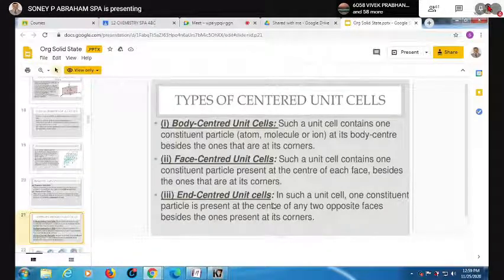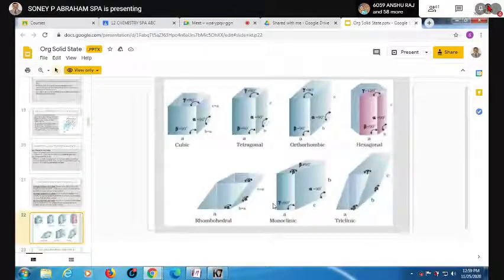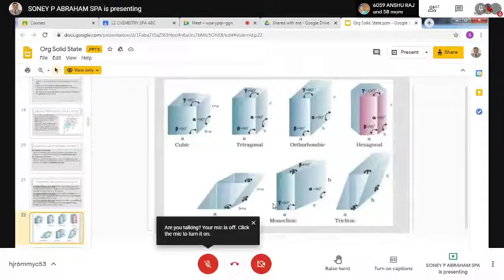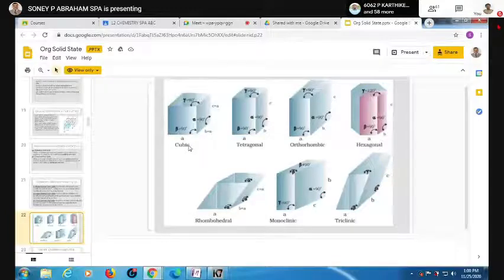What is a primitive unit cell? It will have particles only at the corners, and you will have 7 types of primitive unit cell. These are the 7 different types: cubic, tetragonal, orthorhombic, hexagonal, rhombohedral, monoclinic, and triclinic.